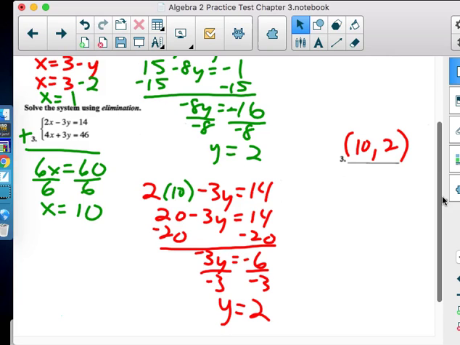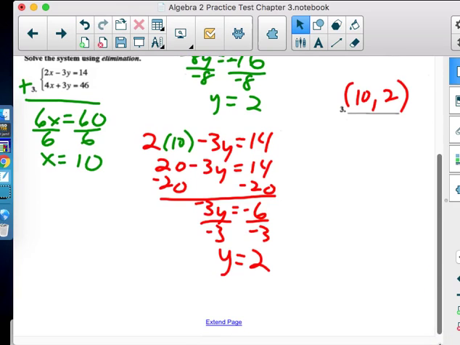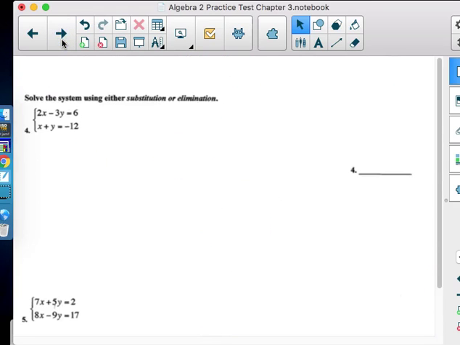This way, you already know you've got the first 3 problems right. You've checked them. Everything's going great. So huge confidence booster when you can do that. And then you get to this one, and you get to pick. Solve the system using either substitution or elimination.